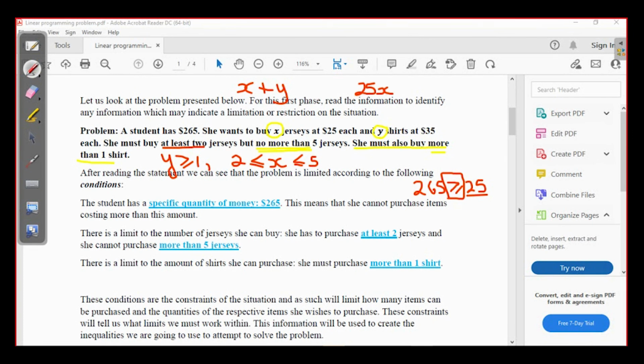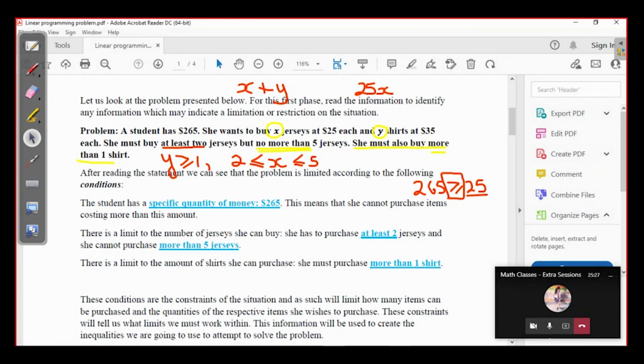So think about this a little bit now. Think about it in terms of buying stuff. $25 is the cost of the jerseys. X is the number of jerseys. What does 25X say to us? Lovely. That's it. That's the amount of money you spend on jerseys. So if 25X tells you how much money you spend on jerseys, how will we figure out how much money we spend on shirts?